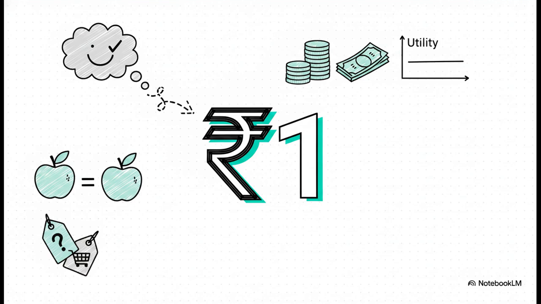1 util equals 1 rupee. We are literally anchoring abstract psychological satisfaction directly to cold, hard cash. By doing this, the utility of a fixed amount of currency, like a 10 rupee note, remains perfectly constant. Turning feelings into currency like this allows us to compare apples to apples when we start looking at price tags.